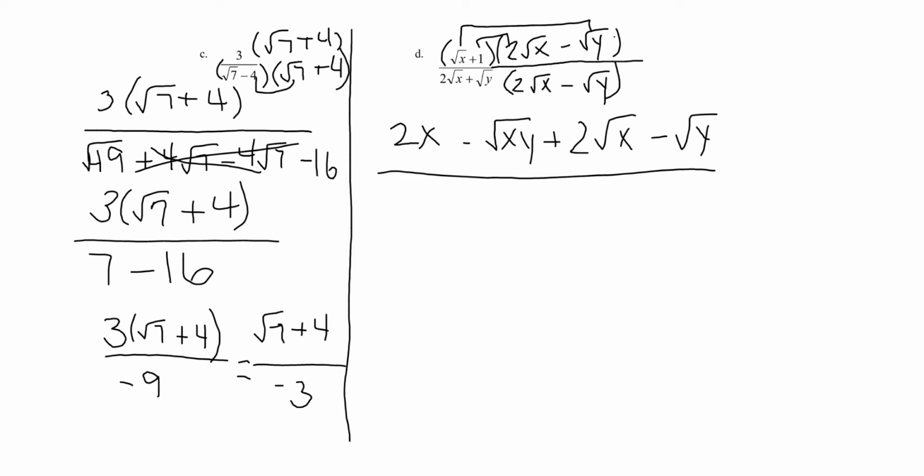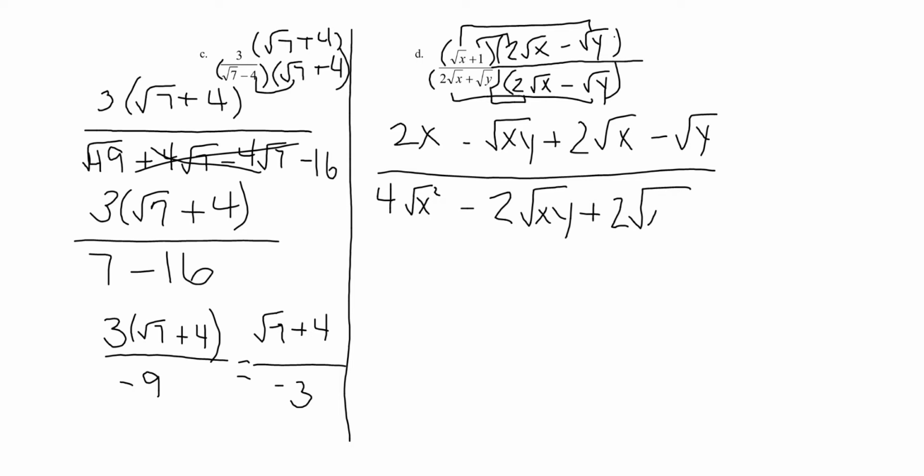Okay, when I simplify on the bottom, again, I'm going to FOIL. So 2 square root x times 2 square root x will give me 4 square root x squared. Then I do my outer terms, minus 2 square root xy, inner plus 2 square root xy, and my last terms will be minus square root of y squared. Again, notice those middle terms cancel out. The square root of x squared is x, so we're going to have 4x. The square root of y squared is y, minus y on the bottom.